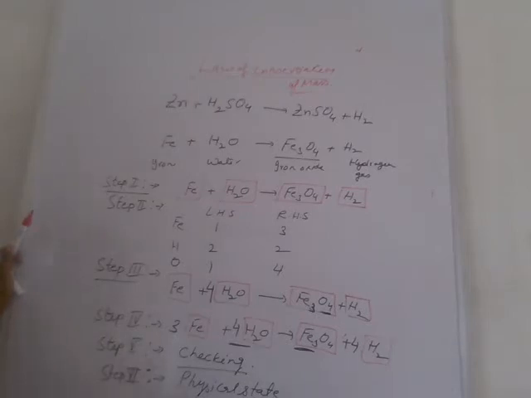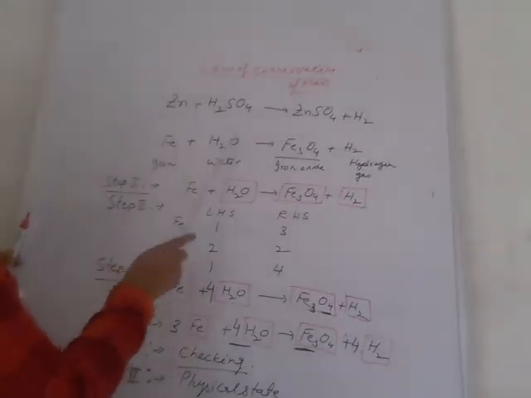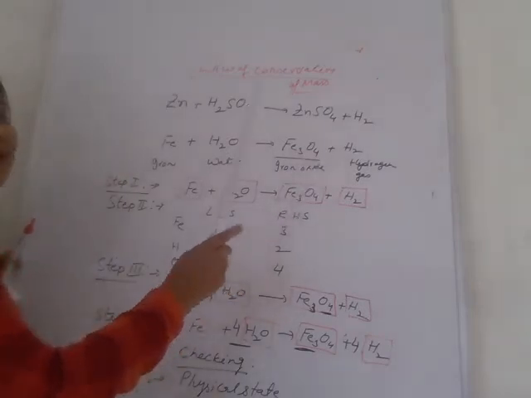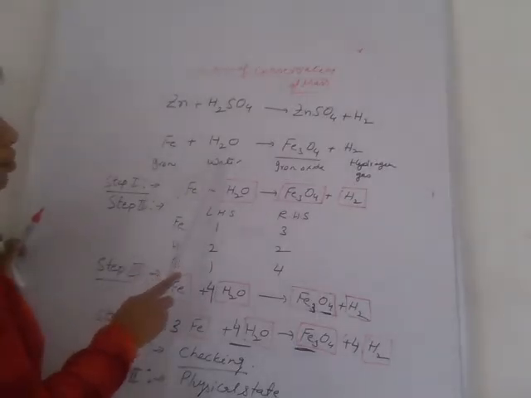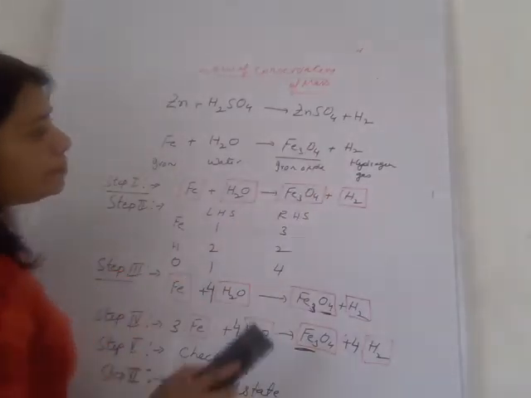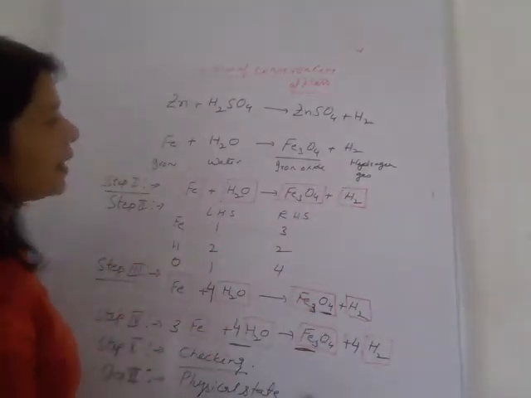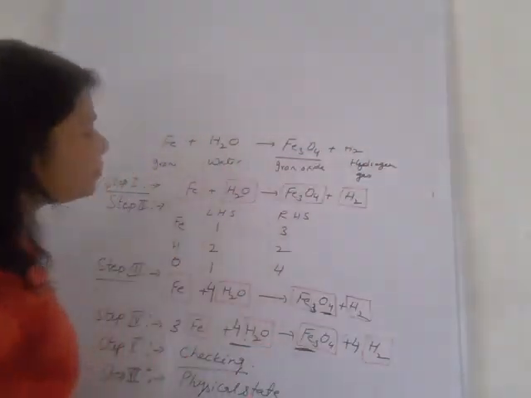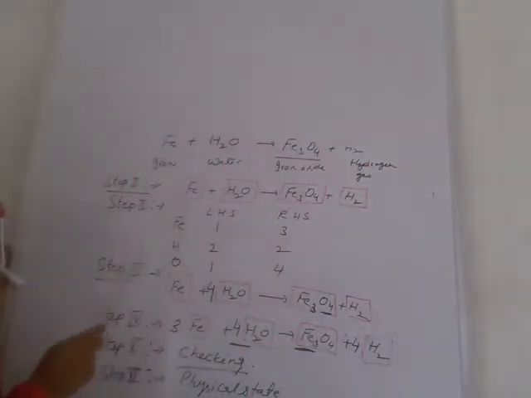Now, how to balance the chemical equation? So in the book they have given one example, that is iron plus water gives rise to iron oxide plus hydrogen gas. The symbol of iron is Fe, the formula of water is H2O, the formula of iron oxide is Fe3O4, plus hydrogen, that is H2. Now, how to balance this reaction, that is the reaction of iron and water? Here, we have to follow 7 steps that are given in the book.